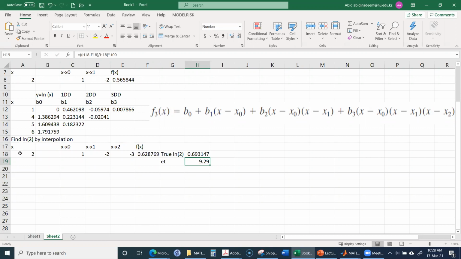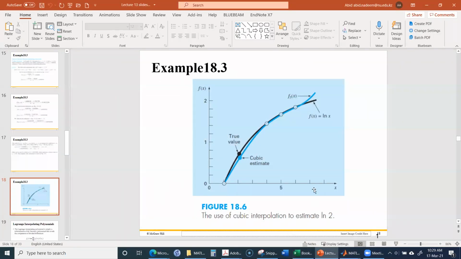So therefore, maybe log of 10, log of 9, so that this 7 is in between these given points. Then we can better interpolate it. Otherwise, as this chart shows, after this it is diverging from the true value. The interpolating function is diverging.